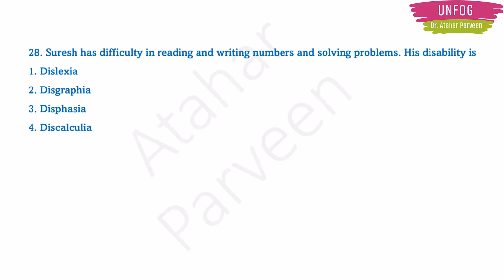Next question number 28. Suresh has difficulty in reading and writing numbers and solving problems. His disability is, so the four options they are giving are dyslexia, dysgraphia, dysphasia, dyscalculia. So Suresh is the person who has difficulty in reading and writing numbers and solving problems. So what is the disability he has? It is called dyscalculia.